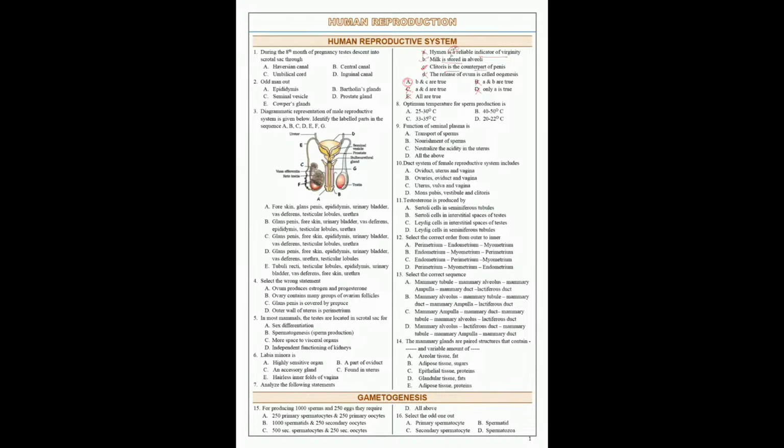All right, next question. Optimum temperature for sperm production. Already we have discussed. Function of seminal plasma, already we have discussed. Duct system. Okay, the next question is: the duct system of female reproductive system includes oviduct, uterus, vagina. First, we'll understand this.